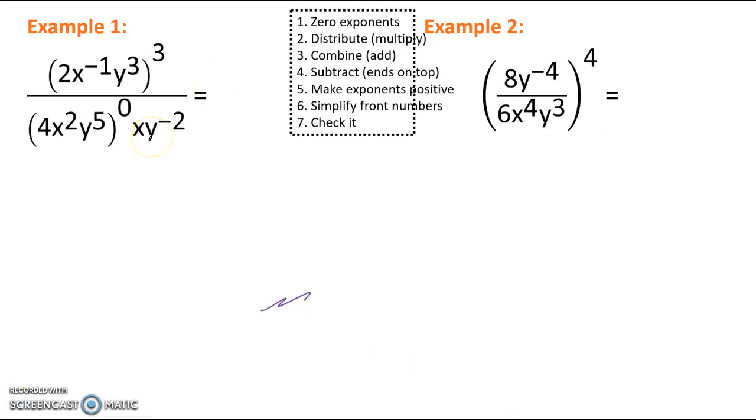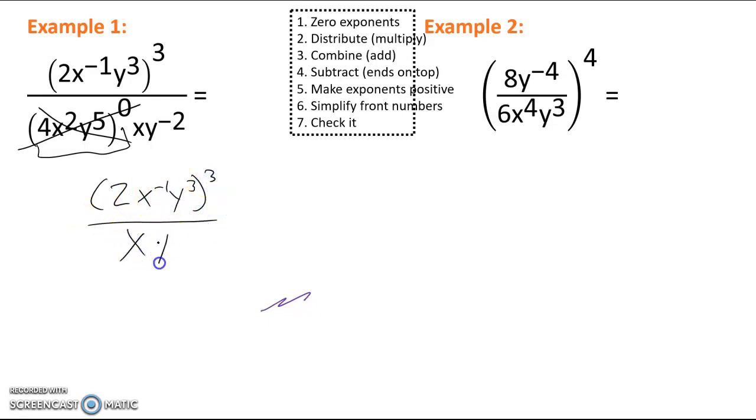First things first, any 0 exponents you have, just get rid of. This one's nice. We have this whole parenthesis raised to the 0 power. Cross that out. Anything raised to the 0 power, we can just cross out. Put it down here. We have 2x to the negative 1 power, y to the 3rd power, all to the 3. And on the bottom, I have x, y to the negative 2 power.